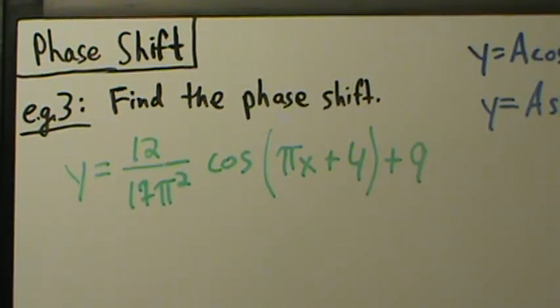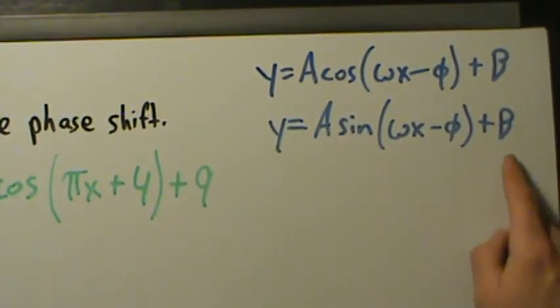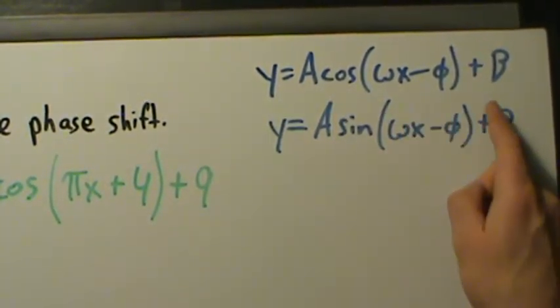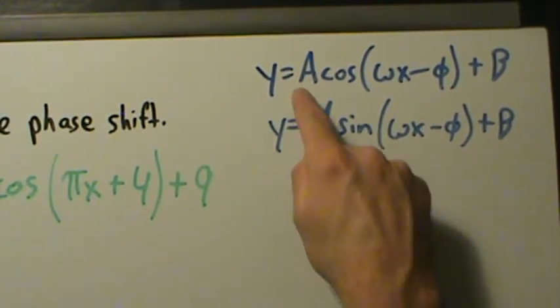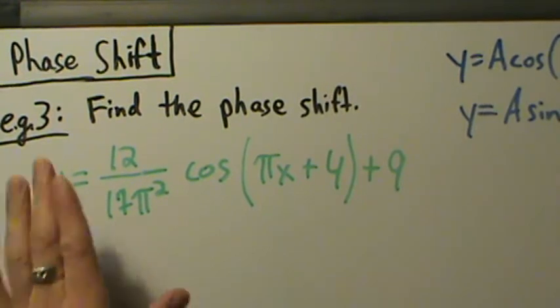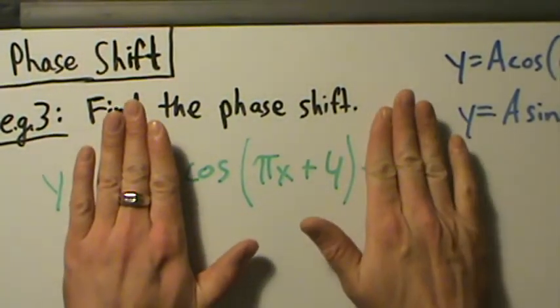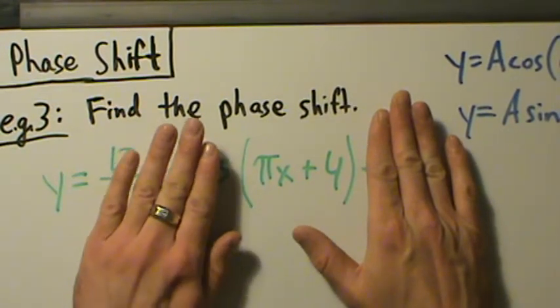Because it doesn't matter, right? We talked about in example 2, and I think maybe example 1 a little bit, in general we have a sine of omega x minus phi plus b, a cosine of omega x minus phi plus b. For phase shift, a and b are completely irrelevant. So this crazy goofy number here does not matter at all. Plus 9, that's our b out here, totally does not matter. Even the fact that it's cosine doesn't matter at all.